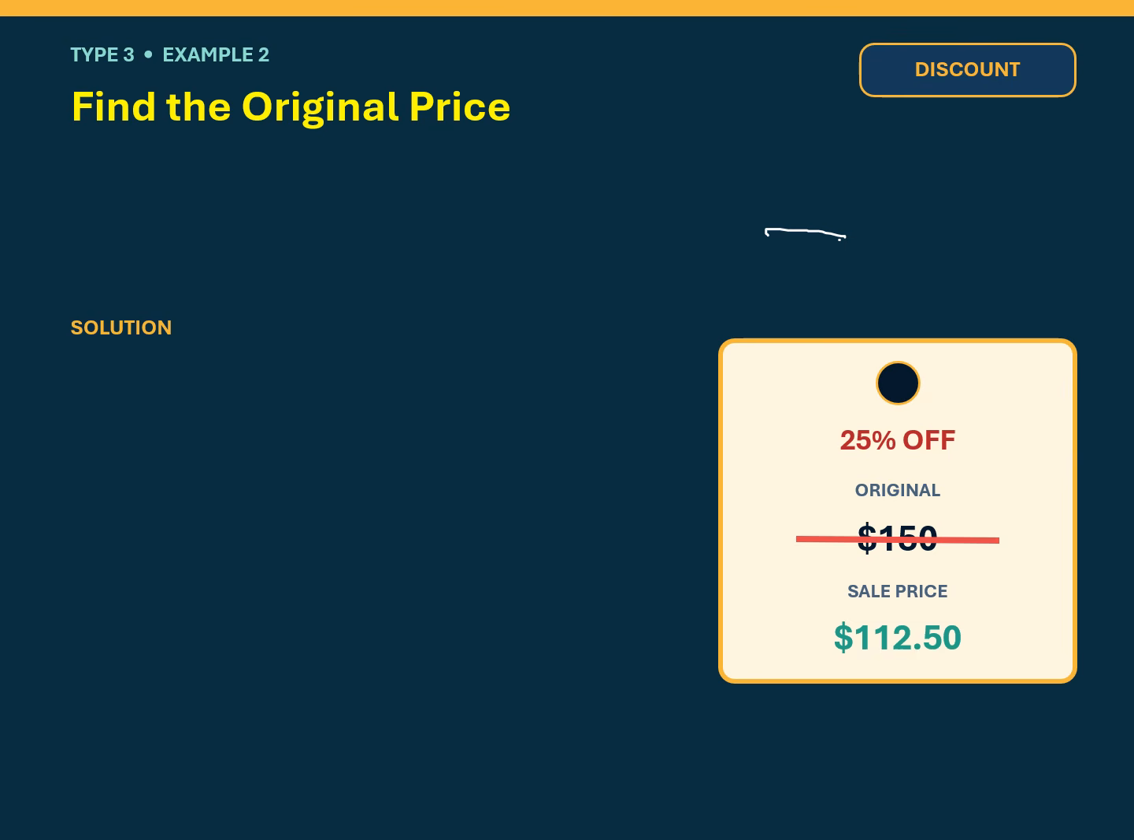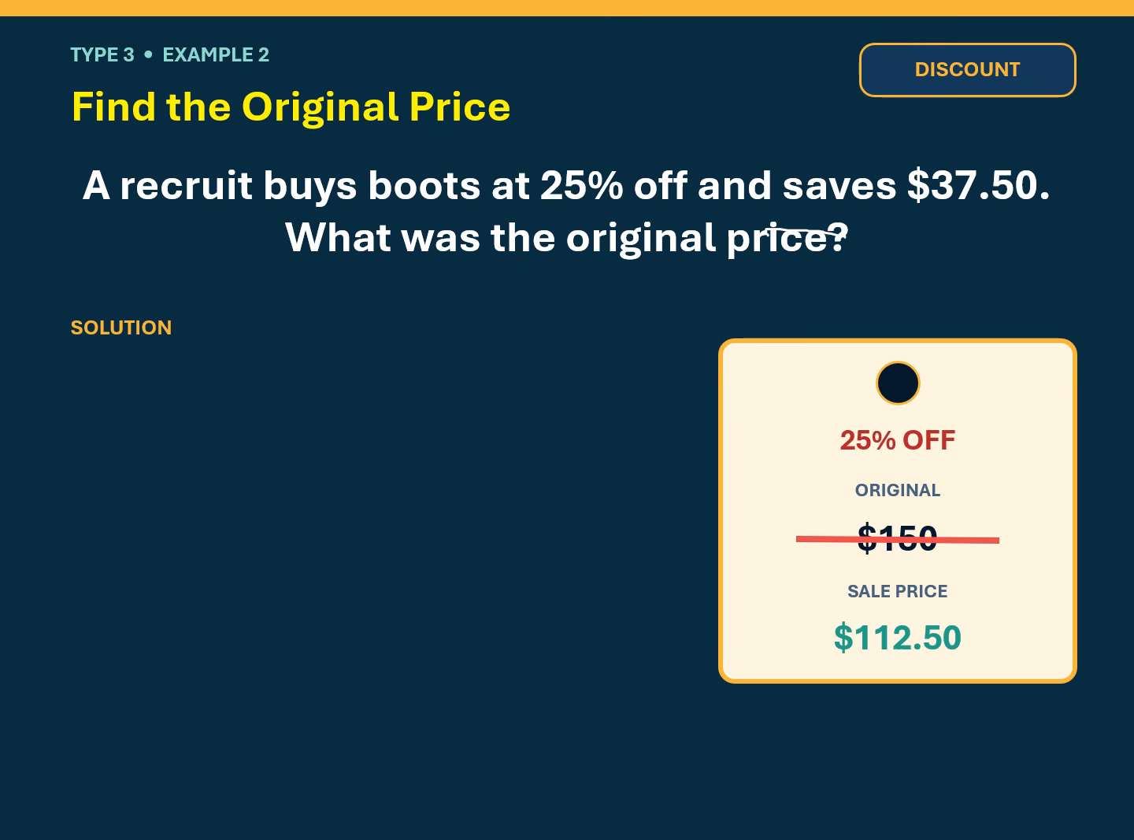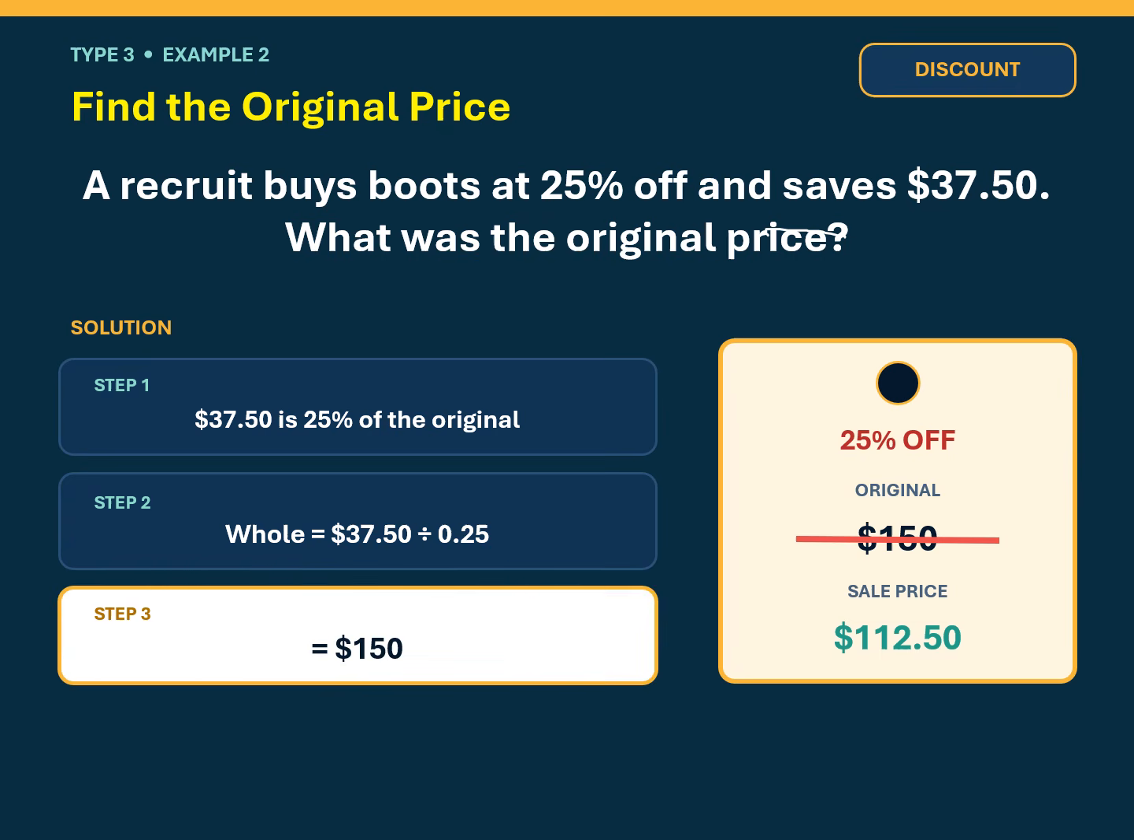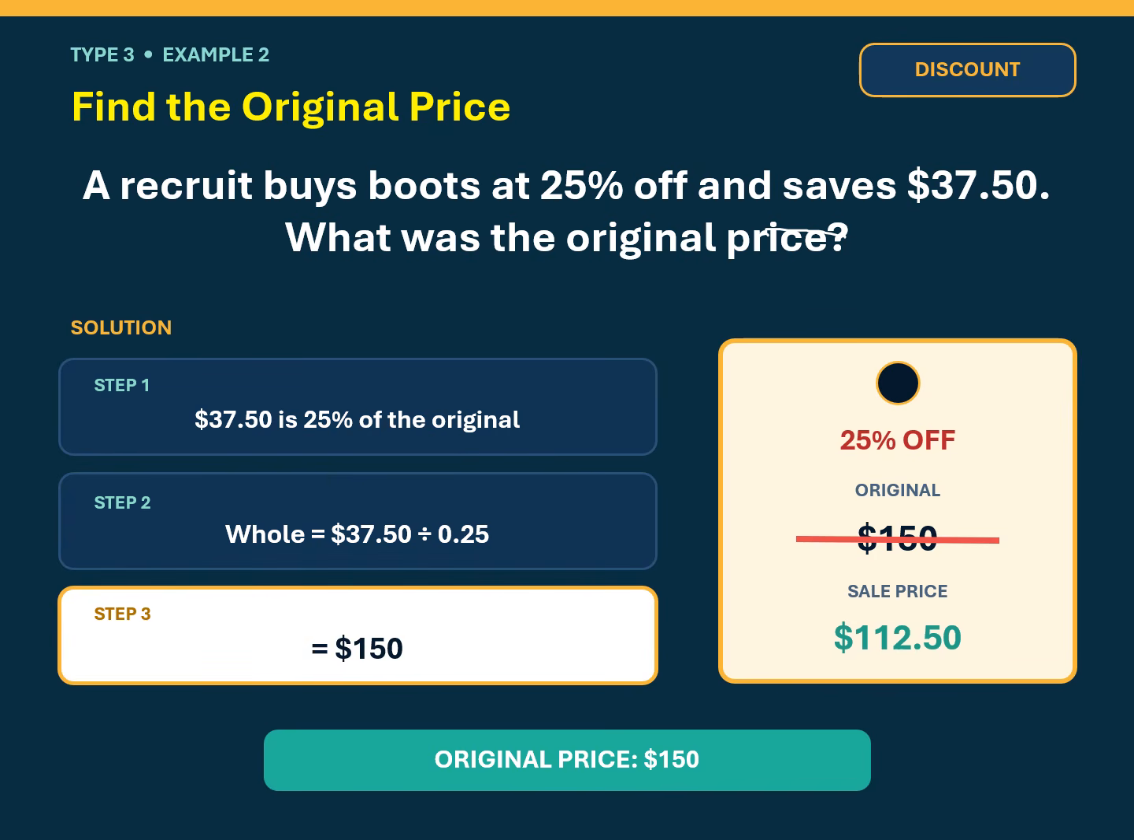Find the original price. A recruit buys boots at 25% off and saves $37.50. What was the original price? Here is the key. The savings is the part. The discount percent is the percent. So 37.50 is 25% of the original. We need to divide. So 37.50 divided by 0.25, it is $150. Original price: $150. It is the correct answer for an example like that.